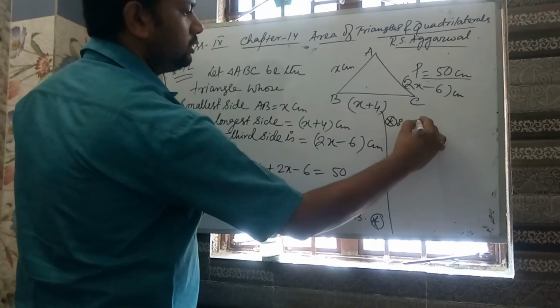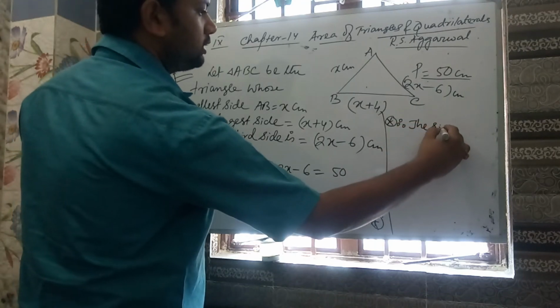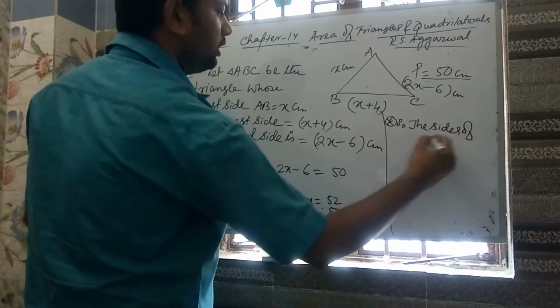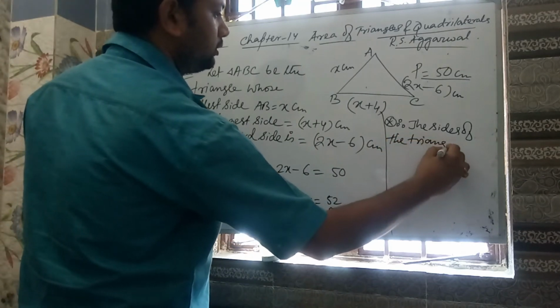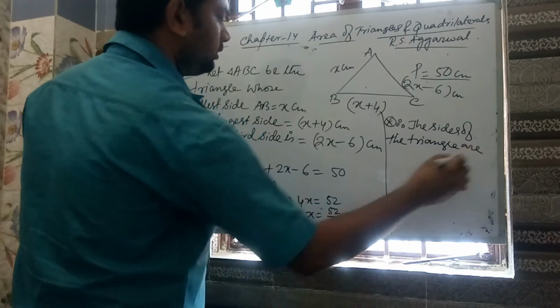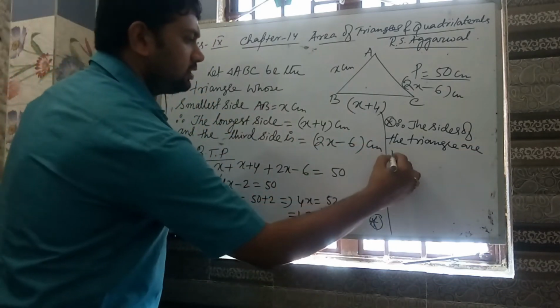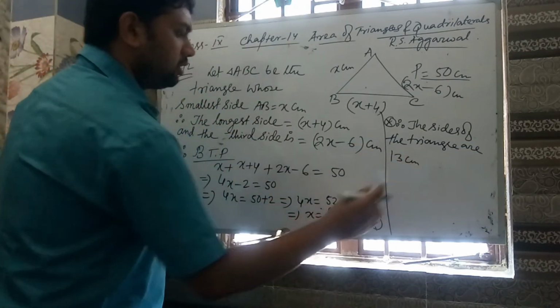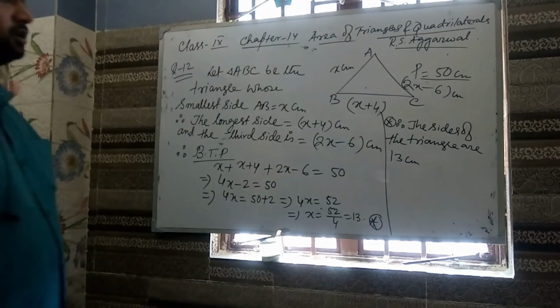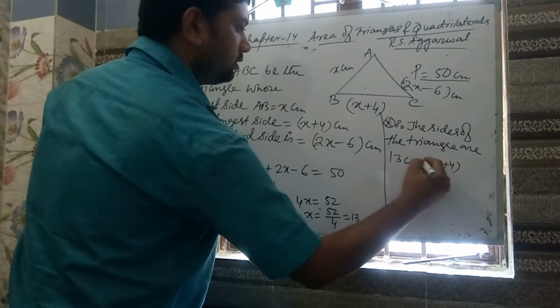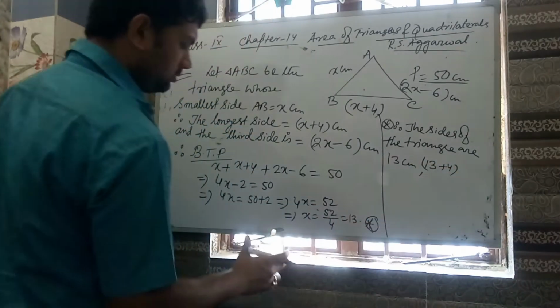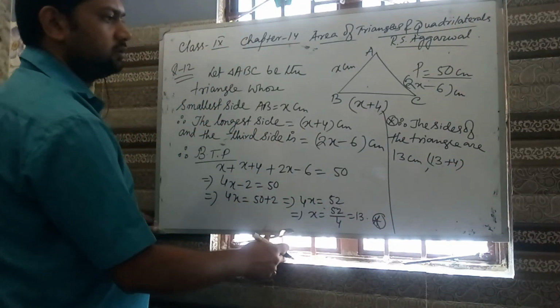Therefore, the sides of the triangle are 13 centimeter because x is 13. Another is 30. Yes, wait. Yes, tell me.